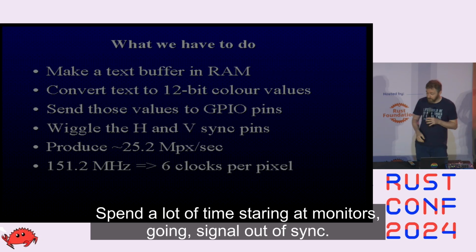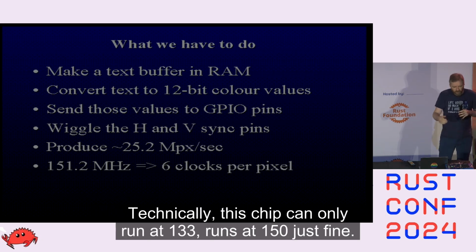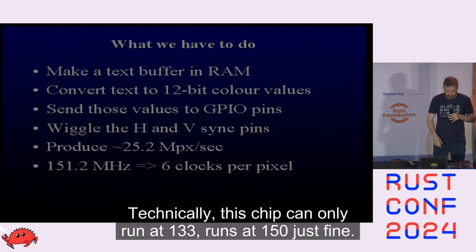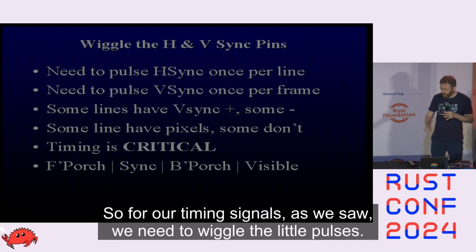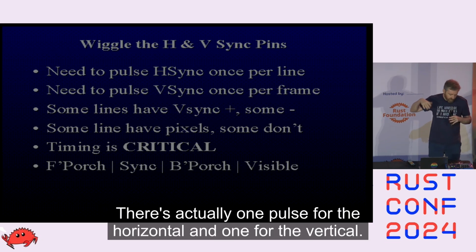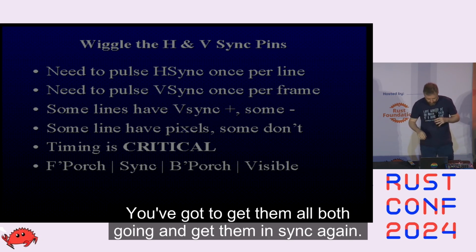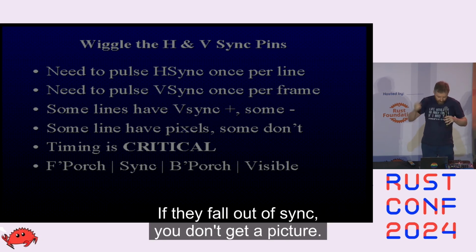Spend a lot of time staring at monitors going "signal out of sync." Technically, this chip can only run at 133, runs at 150 just fine. Some people run it at 250. So for our timing signals, as we saw, we need to wiggle the little pulses. There's actually one pulse for the horizontal and one for the vertical. You've got to get them both going, get them in sync. Again, if they fall out of sync, you don't get a picture.